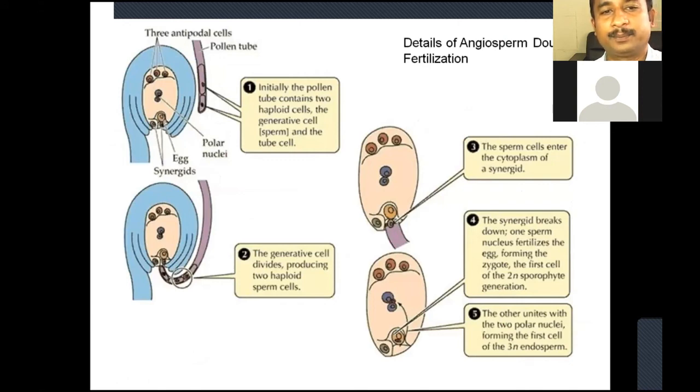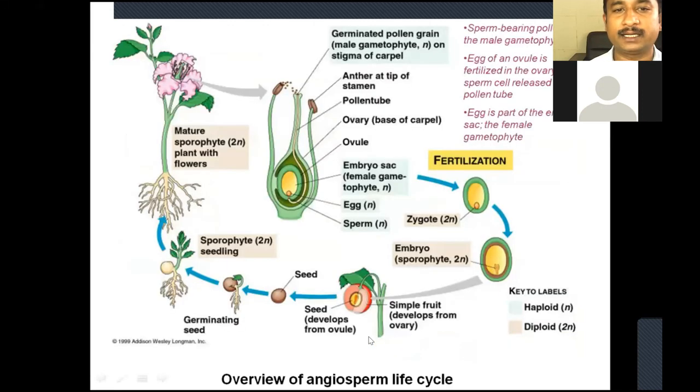For example, the pollen tube contains 2 haploid cells. One goes here and combines with the egg, becomes a zygote, and another goes here with the polar nuclei that forms endosperm. That is a very important process, and these 2 terms are important. This is how I have explained it in a single diagram.